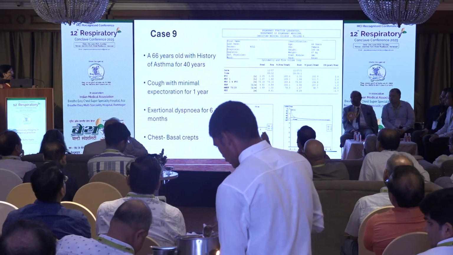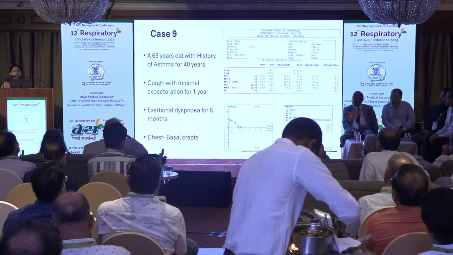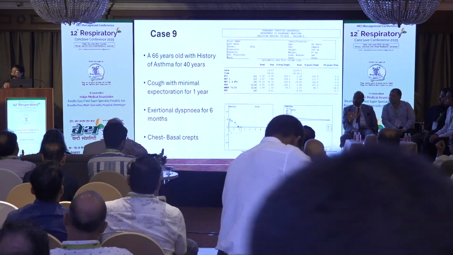Look at case 9, a 66-year-old with history of asthma for 40 years, cough with minimal expectoration for 1 year, exertional dyspnea for 6 months, and chest has basal crepts. This is a PFT for the patient, spirometry, not the full PFT, which is almost absolutely normal. What is the CT you would like to do in this patient? In this case, you will need an HRCT.